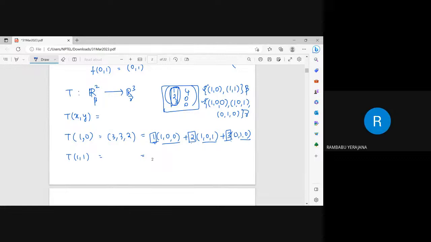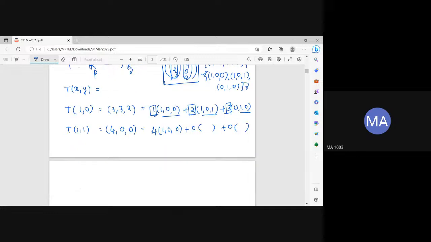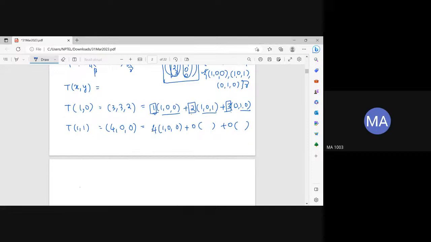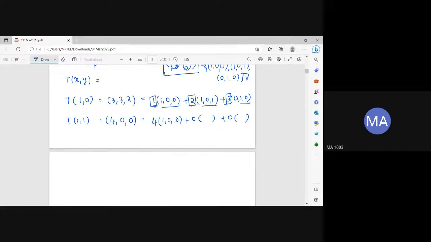After that, ma'am? After finding the images, then? Now T of (1,1). I don't know what T of (1,1) is because I don't know the linear transformation. But I know that these are the coefficients for these vectors, right? Yes. 4 times (1,0,0) plus 0 times this plus 0 times this, so I'll get (4,0,0). Now, once I know the linear transformation on a basis, I can find the linear transformation, right? Yes, ma'am.